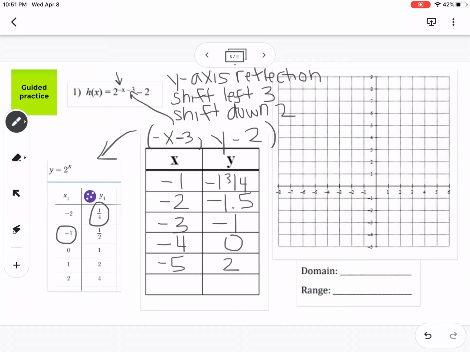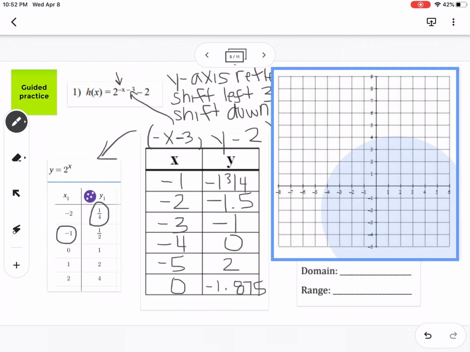Again, the y-intercept is not included, so I'm just going to add it in. So if you plug in 0, you get -1.875, and I used my handy dandy calculator for that. Okay, so now let's plot the points. So -1, -1 and 3/4, -2 and -1.5.